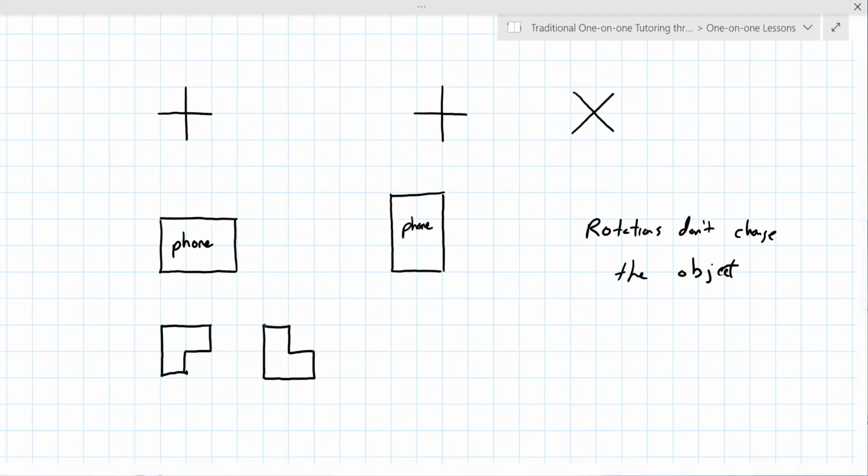Is this the same? Is that the same object? Yes. No, okay. So why is it different? Because it's from a different side. You know what I'm saying. It's different because the sides are in a different way. So it's actually the same. It's just rotated.